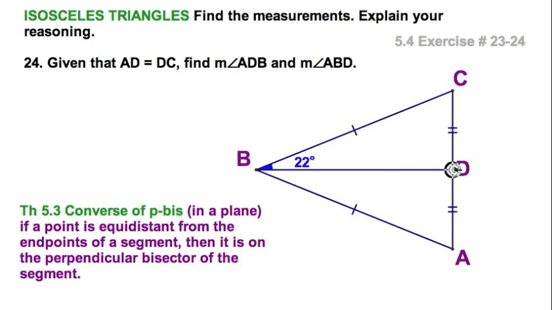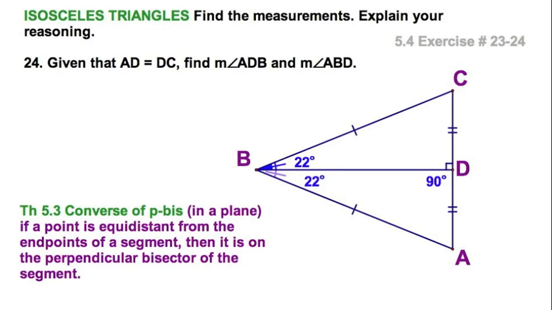Now D is also equidistant from A and C, so it is also on the perpendicular bisector of AC. So I could conclude that this is the perpendicular bisector. Now there's actually some theorems in other textbooks that say two points equidistant from the endpoints of a segment determine the perpendicular bisector of a segment. I like that too, but we could piece it together the way we did.